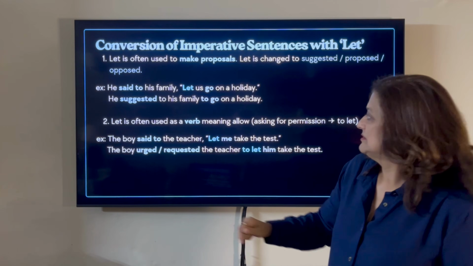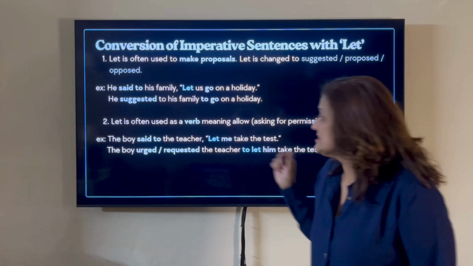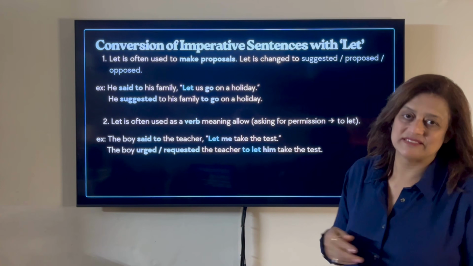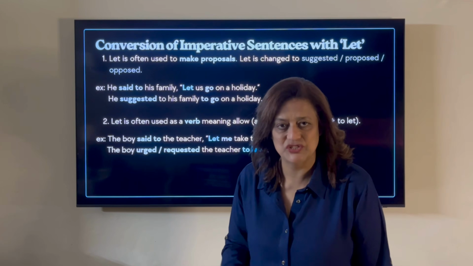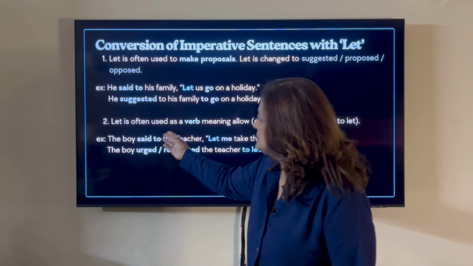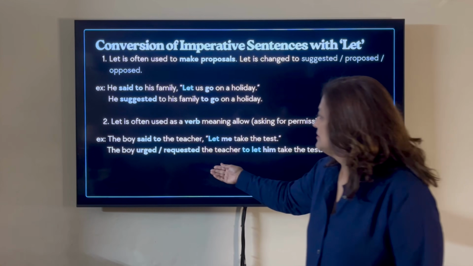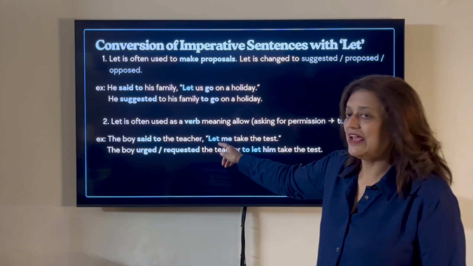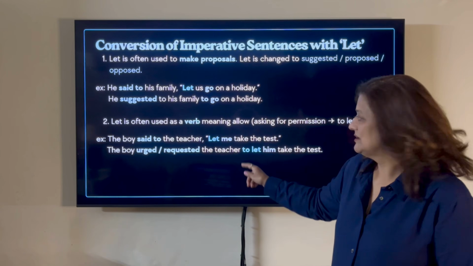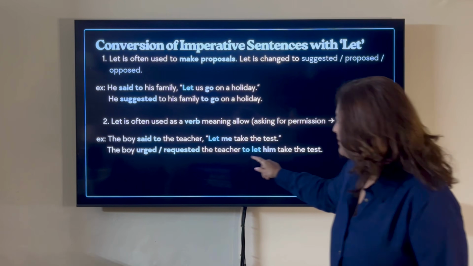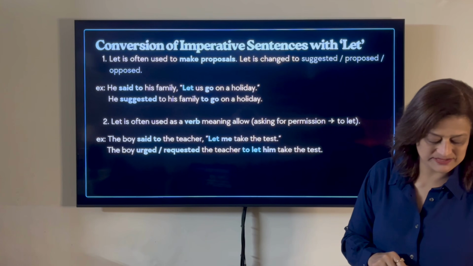Talking about permission: the boy said to the teacher, let me take the test. So he's kind of urging the teacher, requesting her. So said to changes to urged or requested the teacher, let will become to let. Me is the boy here, so him take the test.